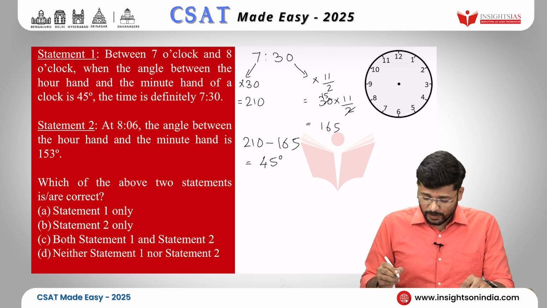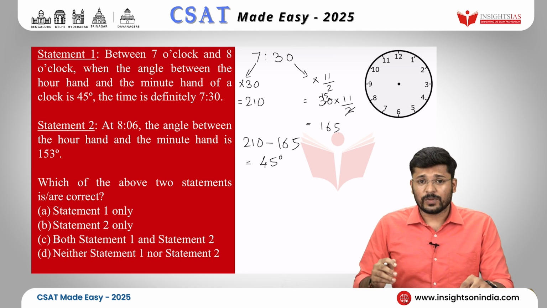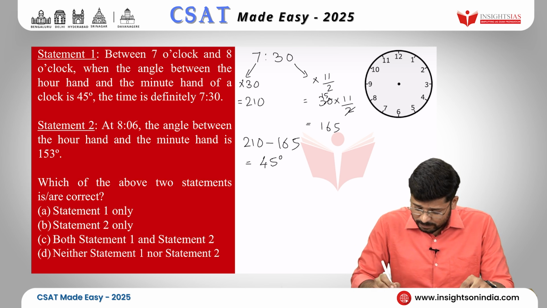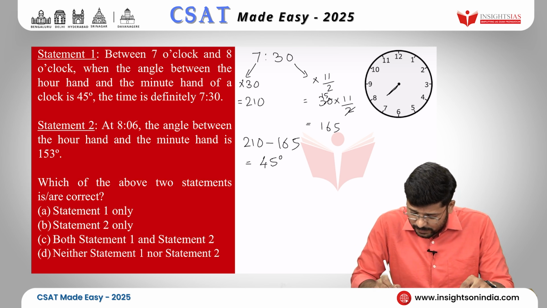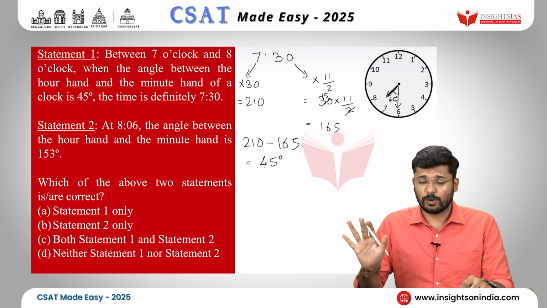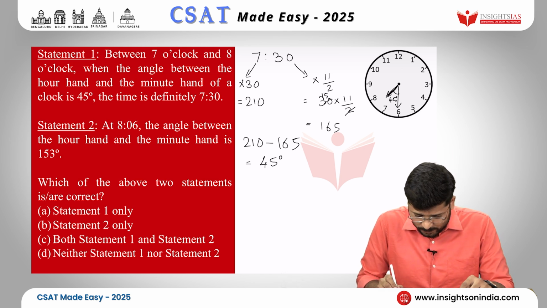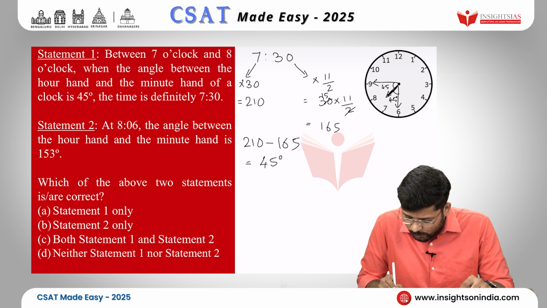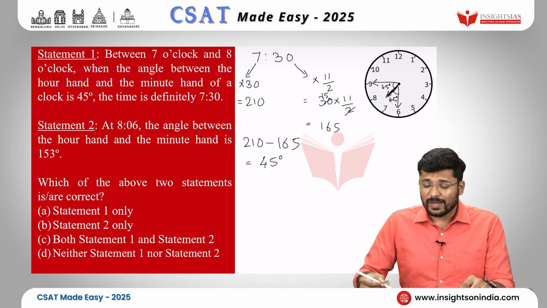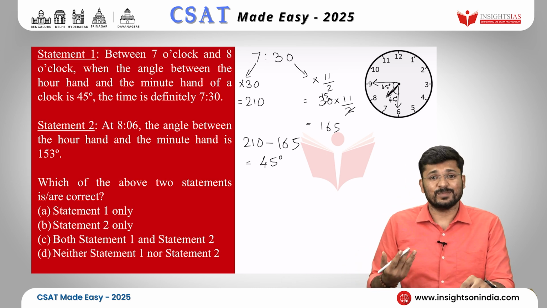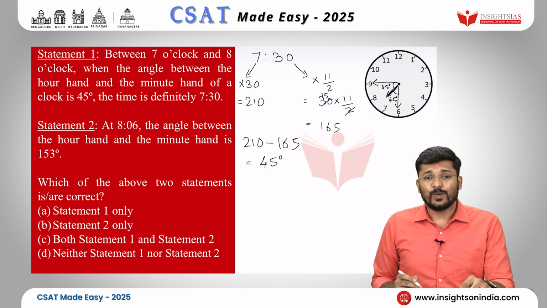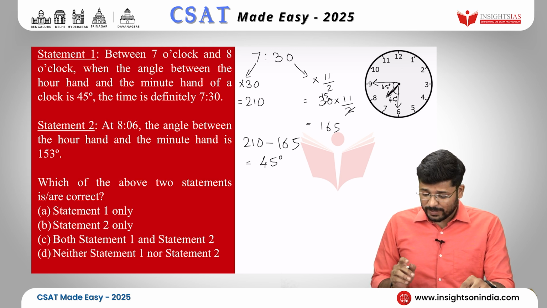I will tell you why. Let's draw the clock when the time is 7:30. How does it look? This is the hour hand and this is the minute hand, and here the angle is 45 degree. Okay, no problem. However, there can be another scenario, right? What is that other scenario? This can also be 45 degree, where the minute hand is ahead of the hour hand. That is also possible.